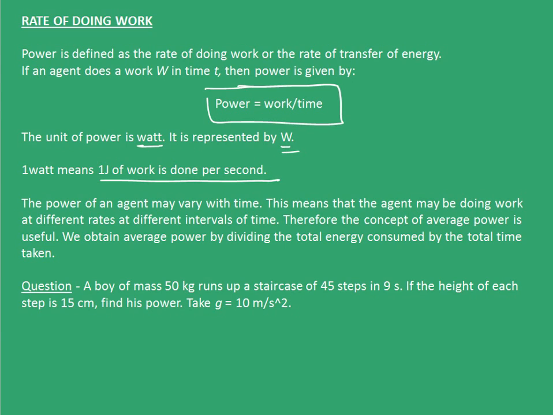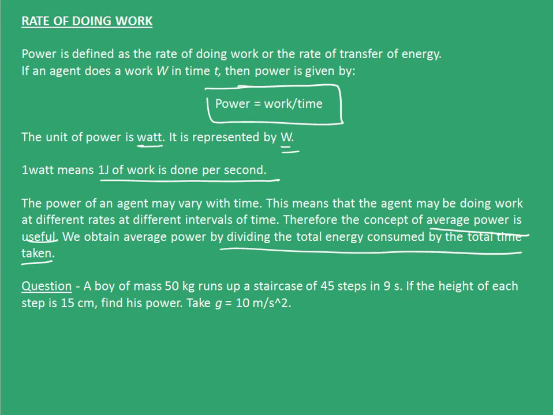The power of an agent may vary with time. This means that the agent may be doing work at different rates at different intervals of time. Therefore, the concept of average power is useful. We obtain average power by dividing the total energy consumed by total time taken. I will take up a question to make you understand what it means.